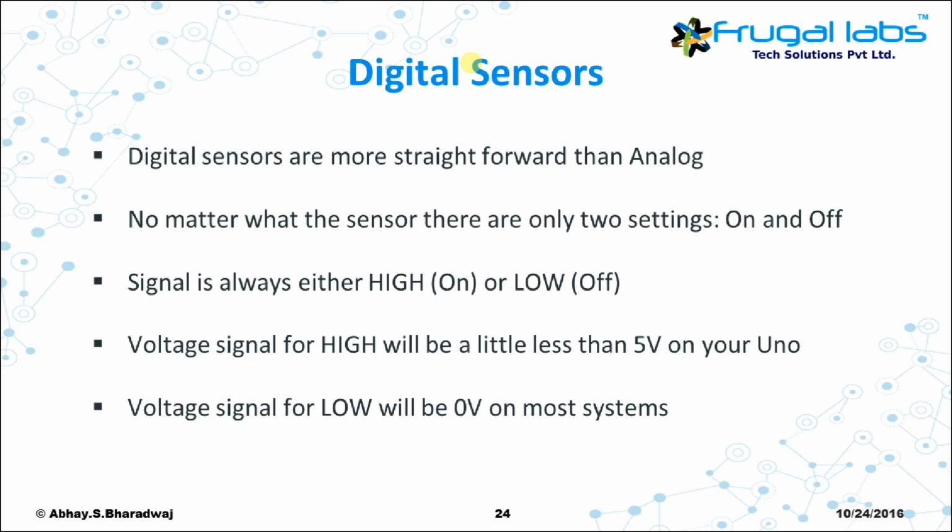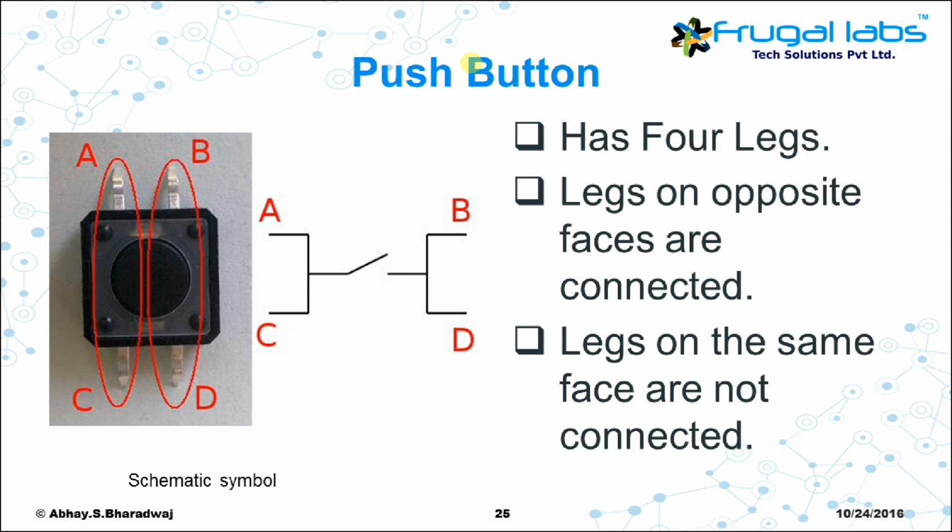Signals are always either high or low. Voltage signals for high will be a little less than 5 volts and voltage signal for low will be 0 volts for most of your systems. This is what a push button is. The push button has 4 legs, 2 legs on each side of the face. The legs on the same side of the push button are not connected to each other. The legs on the opposite side of the push button are connected to each other. The figure here represents the leg connectivity.